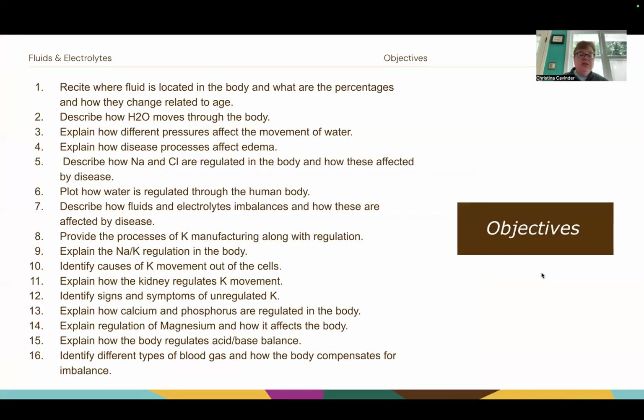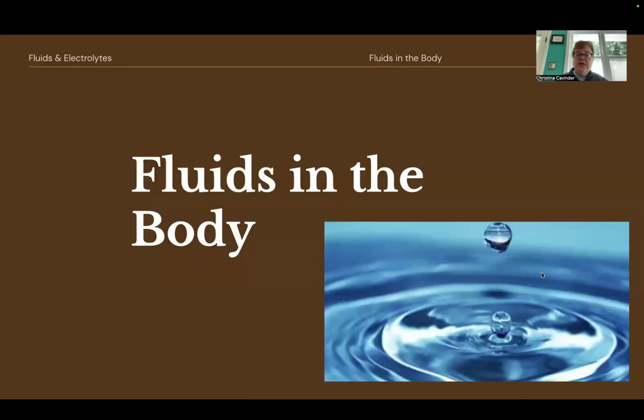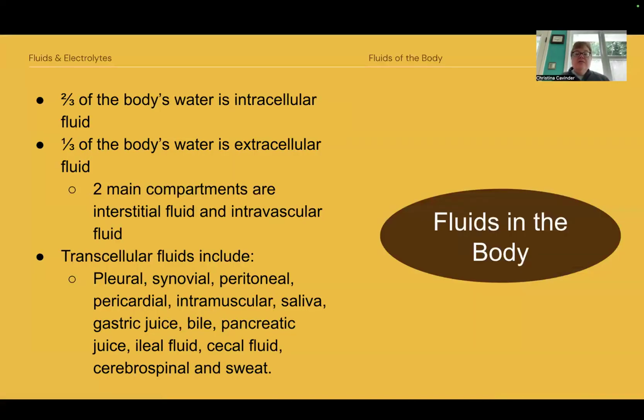So here are our objectives. We're going to talk about the fluids first, fluids in the body. Most of the fluid in your body is water, and 2/3 of your body's water is intracellular fluid. So it is in the cells. Most of it is in the cells. It maintains the shape of the cell. 1/3 of the water obviously is then out of the cell.